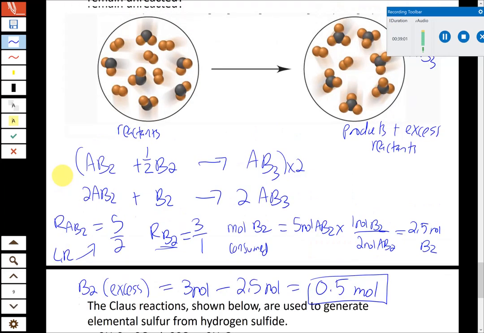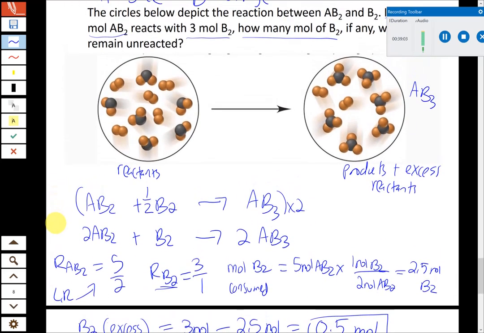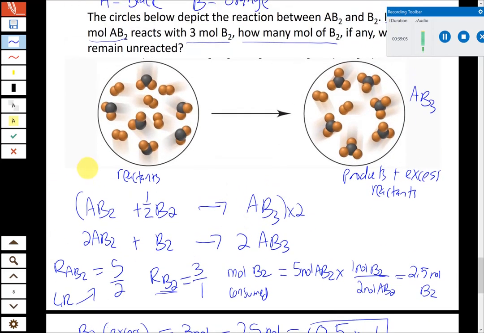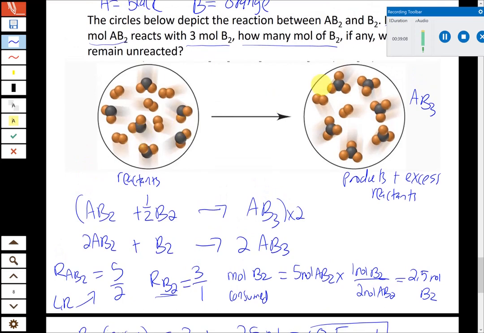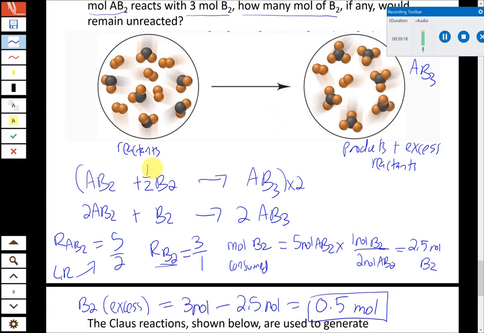So I think the hard part about this one was not the problem itself, although it is a new type of problem we haven't seen yet. But the hard part is, what do we do with these pictures? The pictures were just used to figure out what is the product of this reaction. AB2 plus B2, the new product that forms is AB3. From there, we can scrap the pictures. We can use that information to write an equation, balance the equation, and then go through and do the stoichiometry.